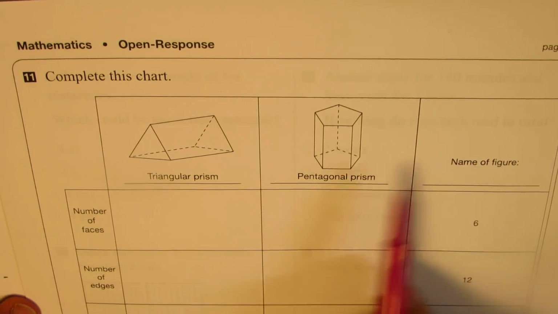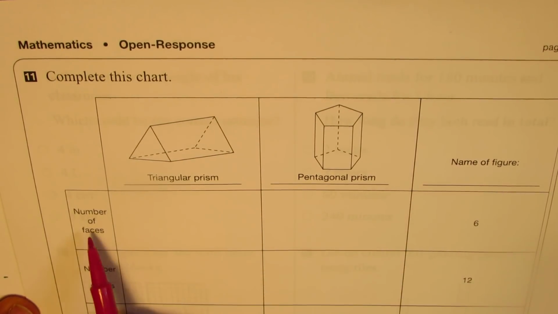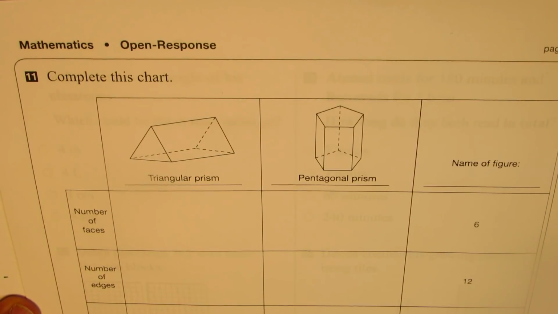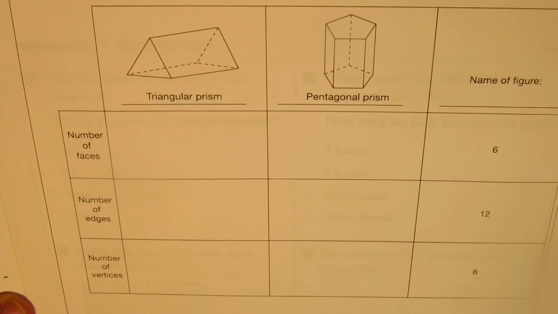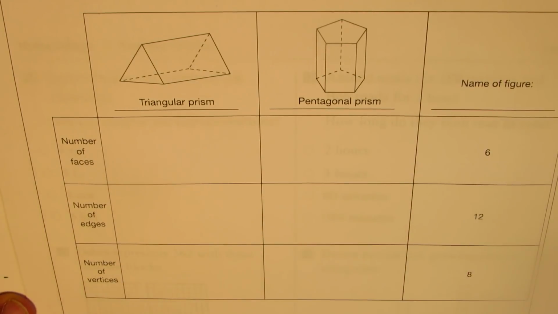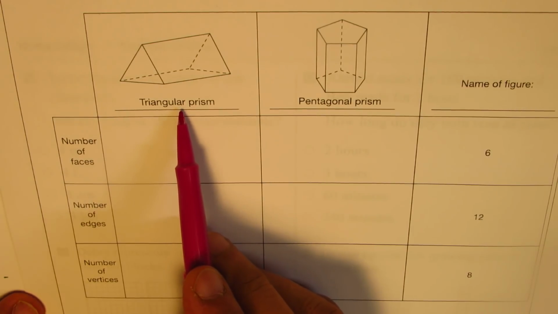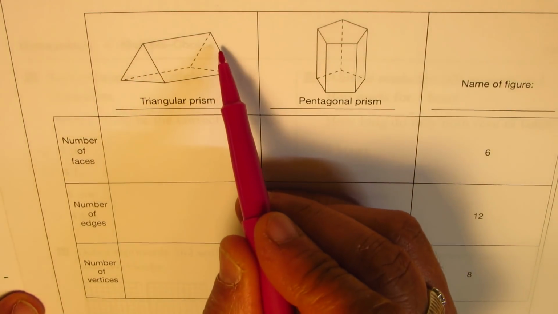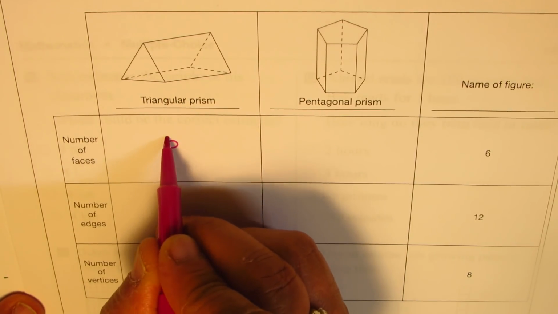Complete this chart. We are given some shapes here, triangular prism, pentagonal prism. Here we have to name a figure, right? Then we are given the number of faces, number of edges, and number of vertices. So I'll slightly push this page. We basically have to fill in this information, right? Okay, so let's fill in the number of faces for the triangular prism. We have 2 at the ends and 3 here, right? So we have a total of 5 faces.